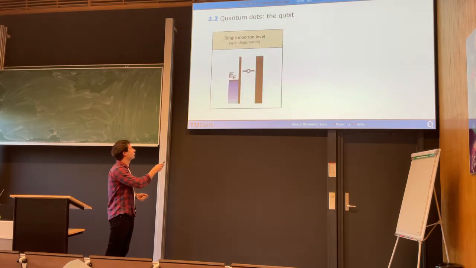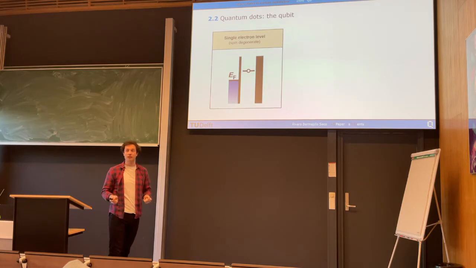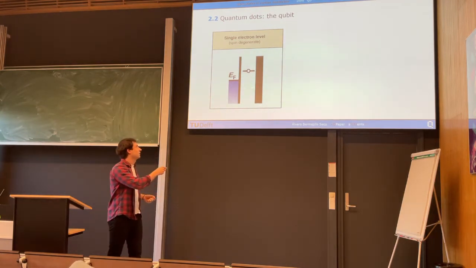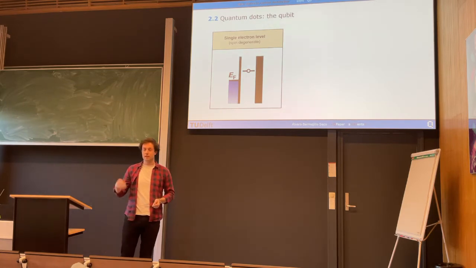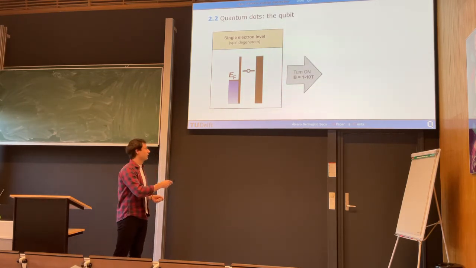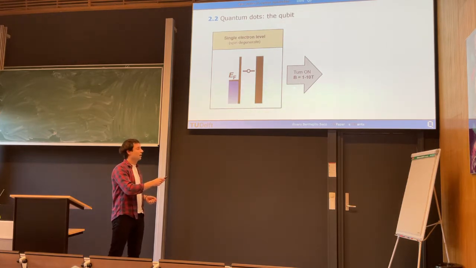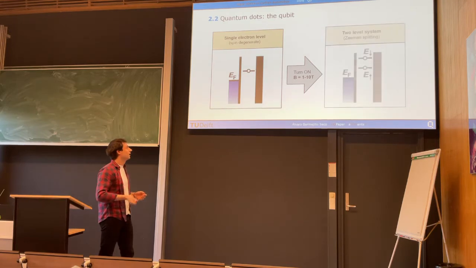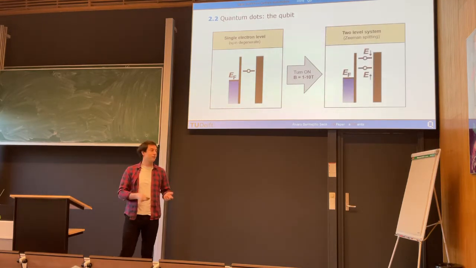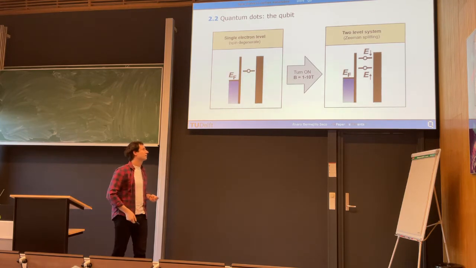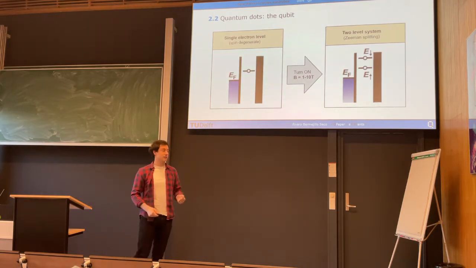So let's focus on only a single electron level in our quantum dot, which is spin degenerate, right? I can have here in the same energy level, spin up or spin down. I turn on a magnetic field. It's usually quite big, that's what I need, to get out of the thermal noise. And I get a two-level system. I have spin down here and spin up here. So this can be my two-level system.